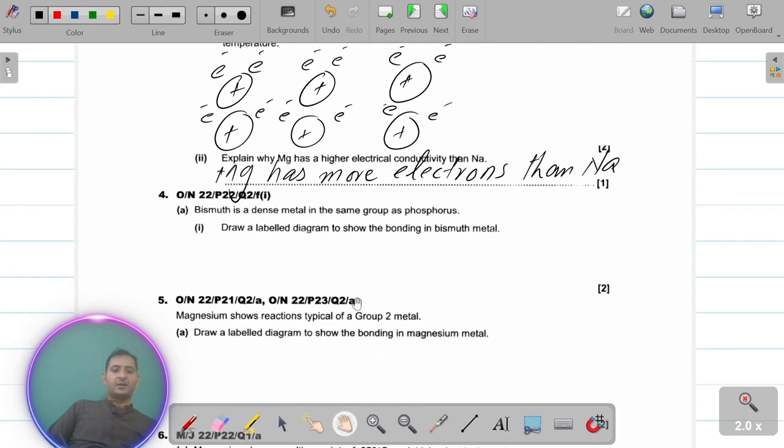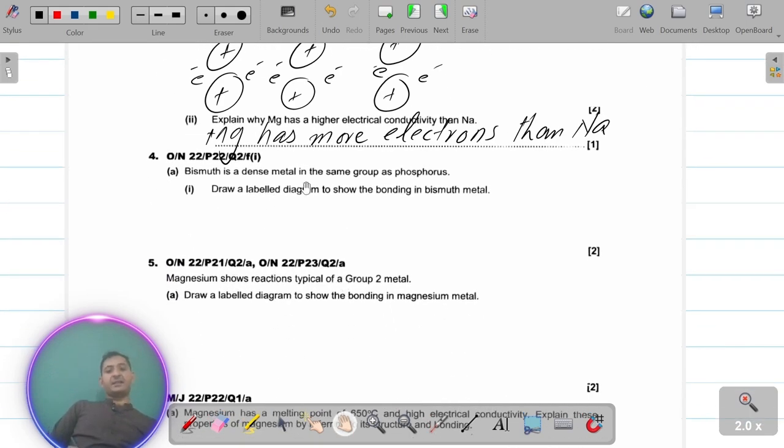Okay, bismuth is a dense metal in the same group as phosphorus. Draw a labelled diagram, show the bonding. Bismuth is a metal, so once again same like cation surrounded by this negative, okay, electrons. So I'm not solving this question again.